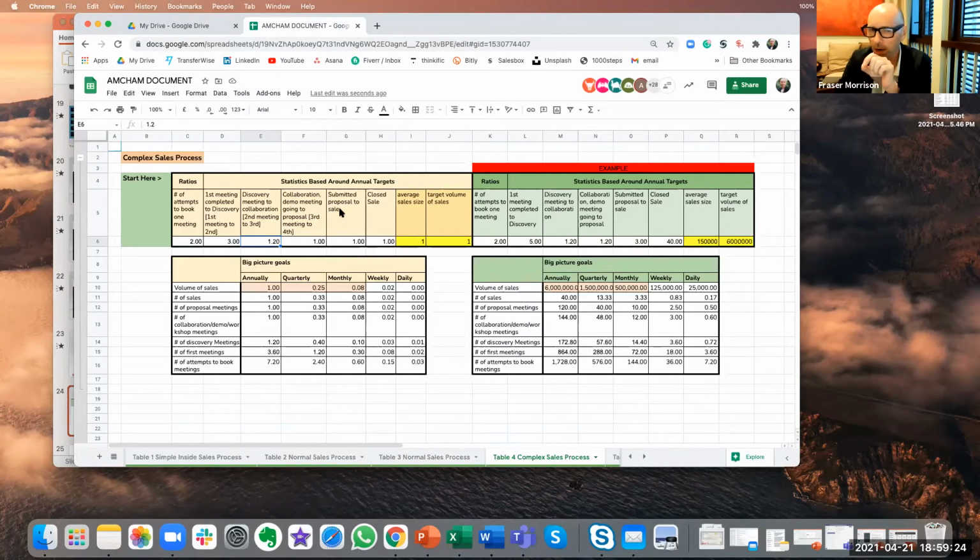We then ask, how many proposals does it take to get 1 sale? How many collaboration demo meetings does it take to get 1 proposal? How many discovery meetings does it take to get one demo, and how many first meetings does it take to get to discovery? I want you to sit down and crunch the numbers there. Finally, how many attempts to book one first meeting does it take to get one? Is it 2, 3, 4, 5? What are the numbers that sit around that? Then I want you to work that out.